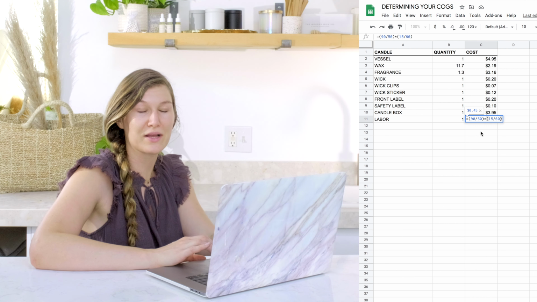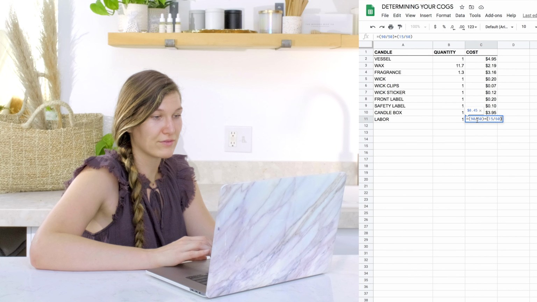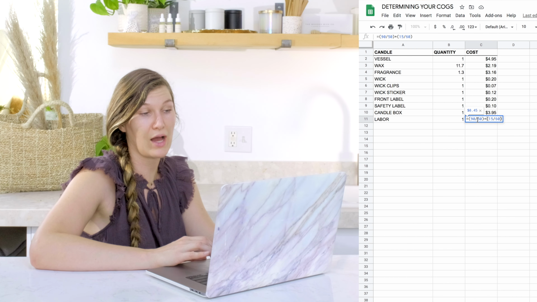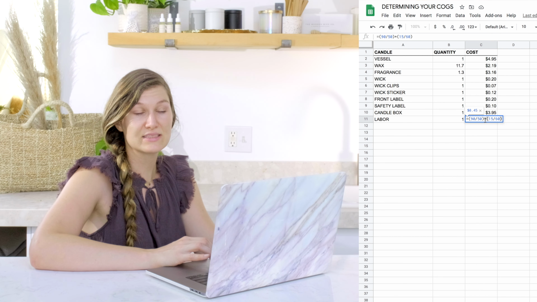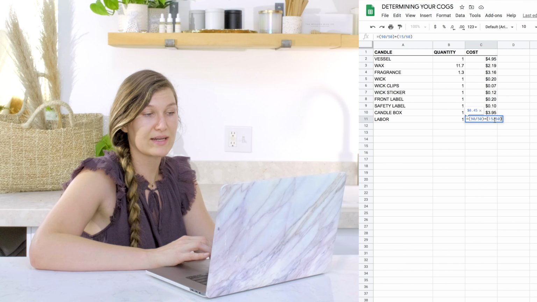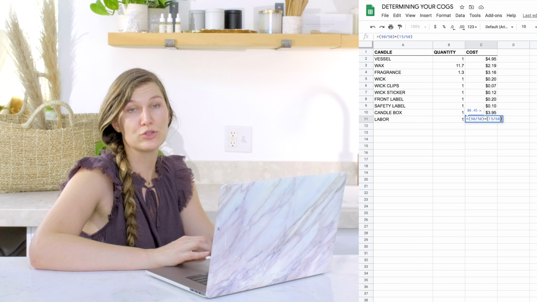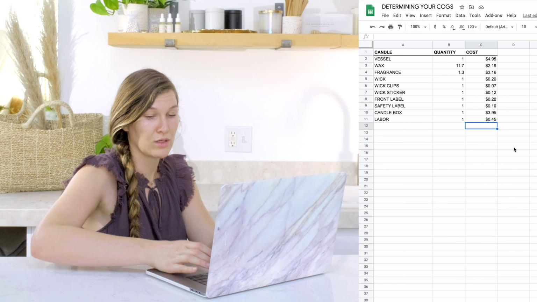So I'll just double check my math there. We have 90 minutes to make 50 candles. So we're figuring out in this part of the formula how many minutes it takes us to make each candle. And then we're multiplying that times our labor cost, which we're paying $15 an hour, divided by 60 minutes. So we can determine your labor cost per minute. And we're multiplying those two things together.